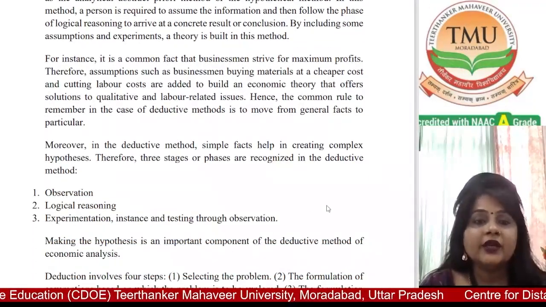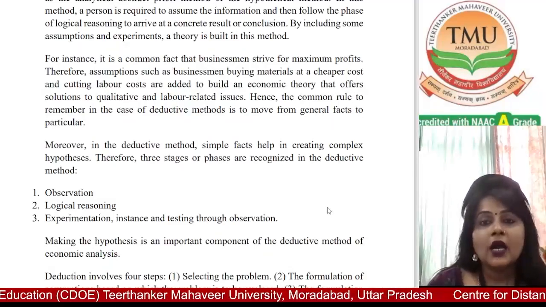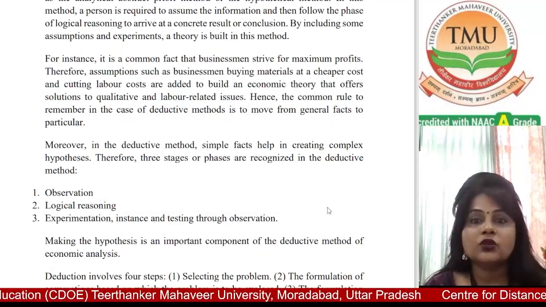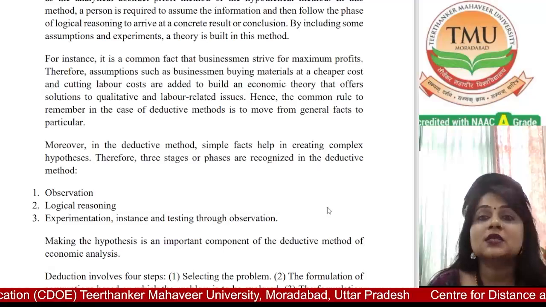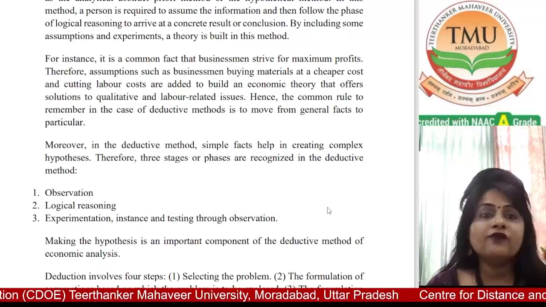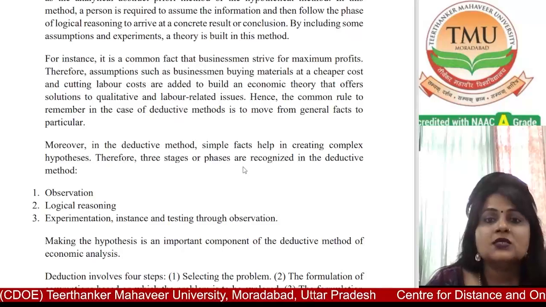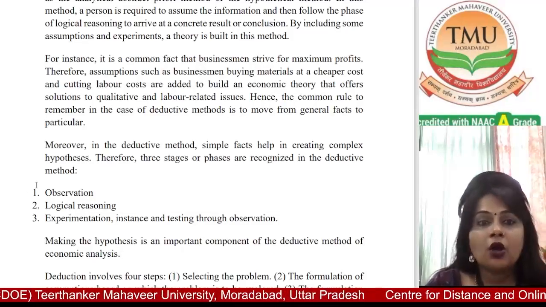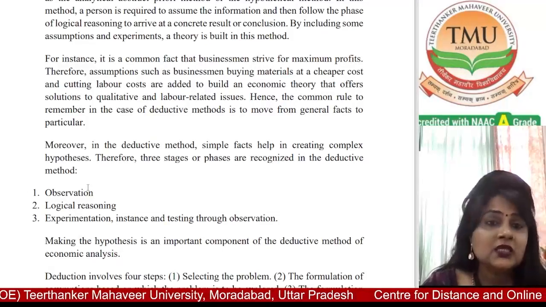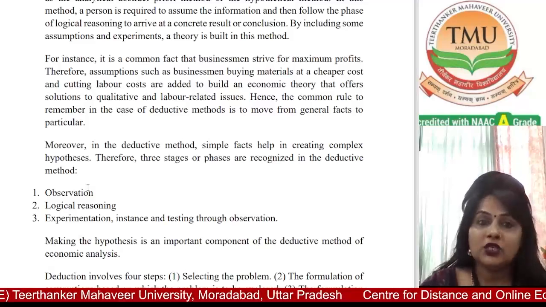It means in the deductive method, from a general fact, we take what is universal and follow it on a particular person to see the result. Moreover, in the deductive method, simple facts help in creating complex hypotheses. In this method we also create a hypothesis.